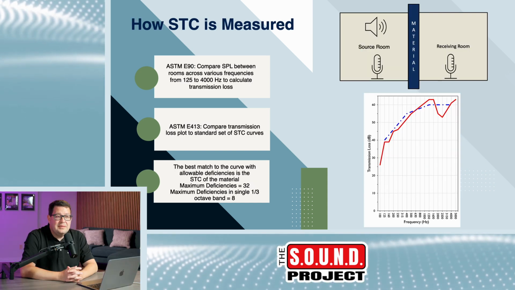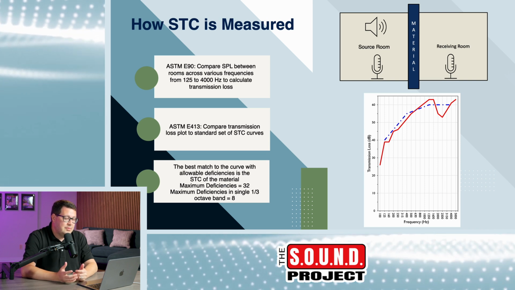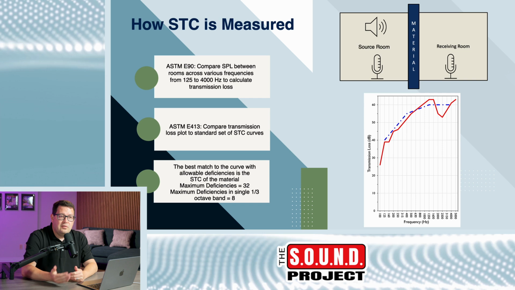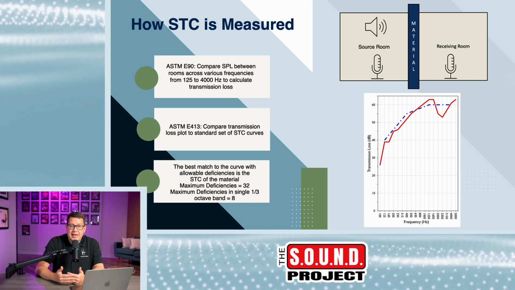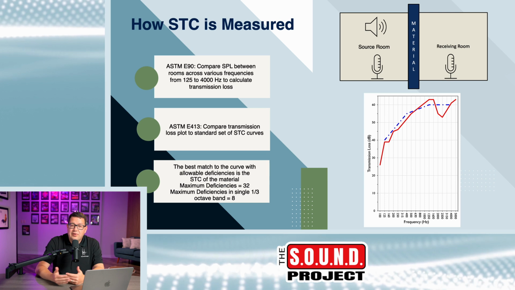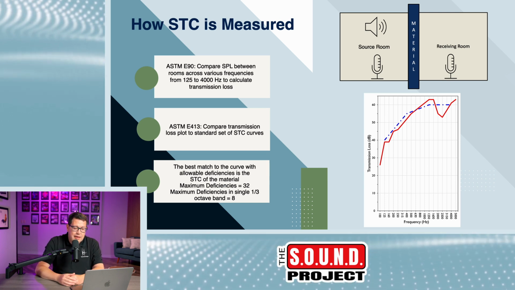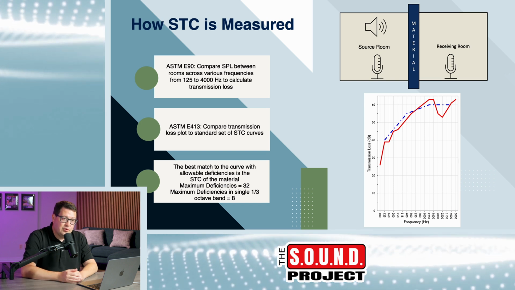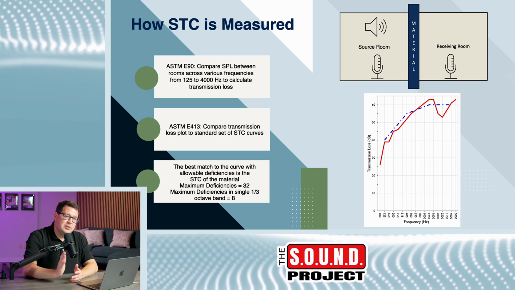So how is STC measured? Basically, there are some different standards here. ASTM E90 is the standard for measuring TL values. In a laboratory, you measure the SPL across the room at various frequencies from 125 hertz up to 4,000 hertz, and you do that on each side of a wall that is built in a laboratory. So there's a source room and a receiving room, and then the partition is built in between.